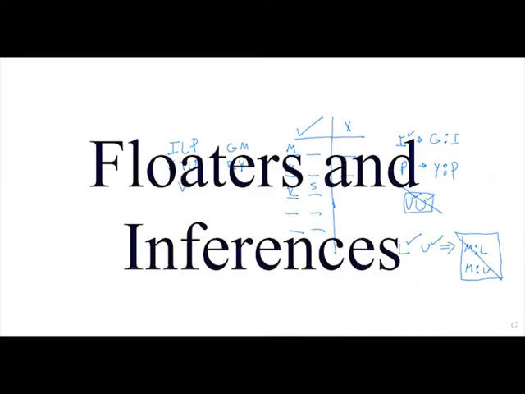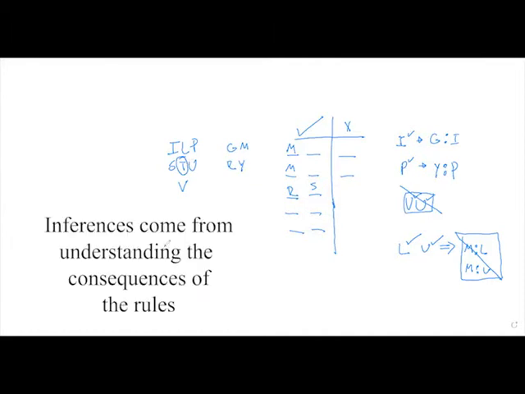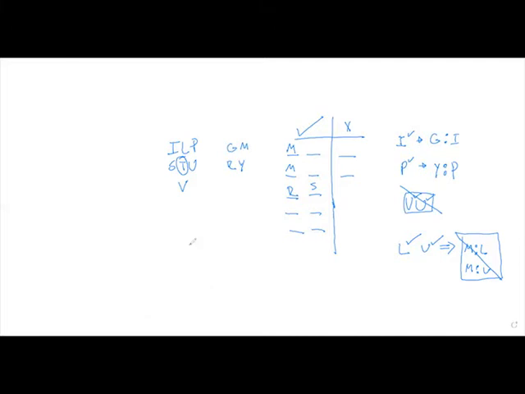Okay, once we have the game set up, we've got to figure out if we have any floaters. First, do we have any? Yes. T, no rules attached. T is a floater. After that, we're always trying to draw inferences. Inferences come from the consequences of rules. So let's think about these rules and their consequences.